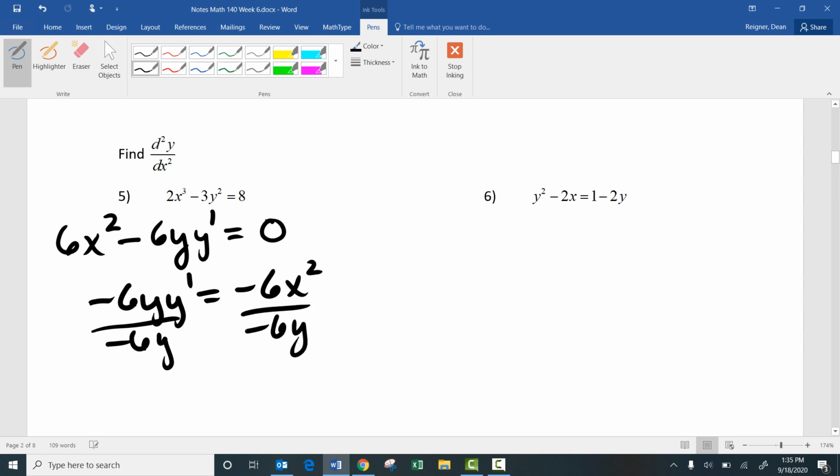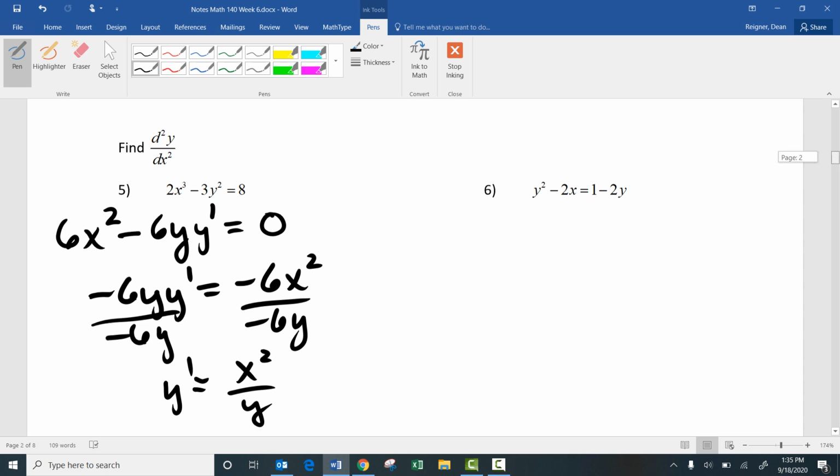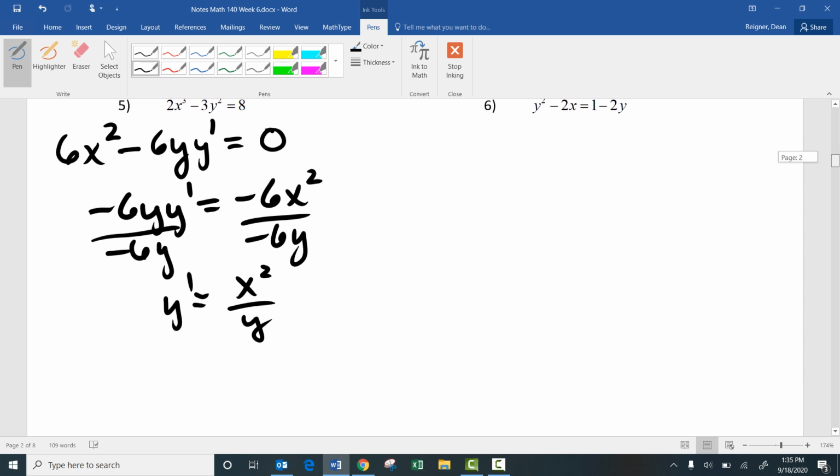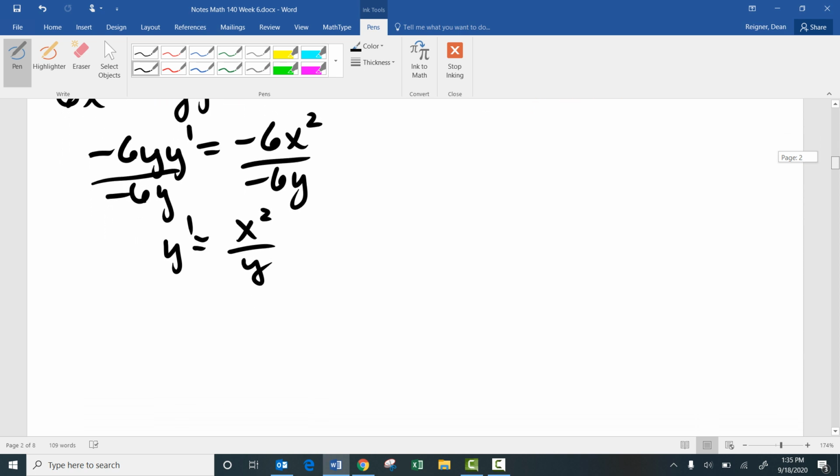Always simplify before you do anything. So this is x squared over y. That'll help you if you simplify. Okay? So now, that's y prime, right? But we want y double prime. So this isn't really too bad. The derivative of y prime, just like before, was y double prime equals.